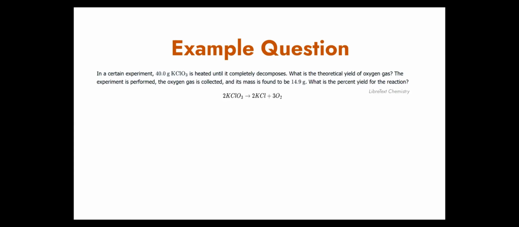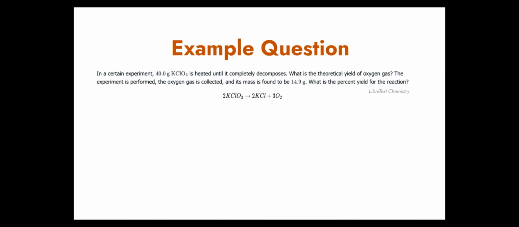First of all, let's see what we are given. We are given the balanced chemical equation, and we are given the mass of the reactant, potassium chlorate, KClO3. And we are asked to find out the theoretical yield and then the percentage yield. So this question has two parts to it.